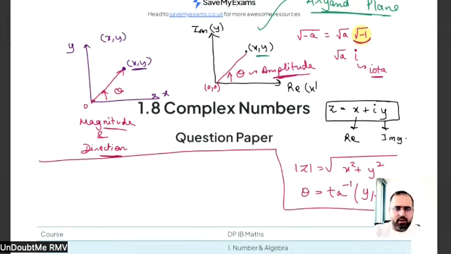Sir, why isn't i there in the mod of z? The reason for that is over there we are just talking about the length. And length is written the same way we used to write the magnitude of a line, using the Pythagoras theorem. So iota is just a representative which tells us that y is a point from the imaginary axis. It has nothing to do with the value of a complex number. Value means the modulus of a complex number.